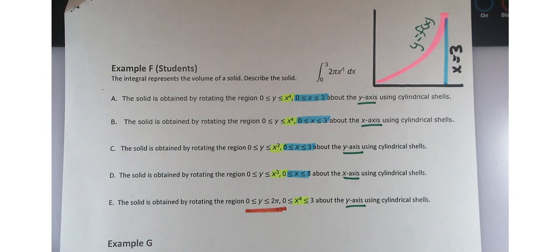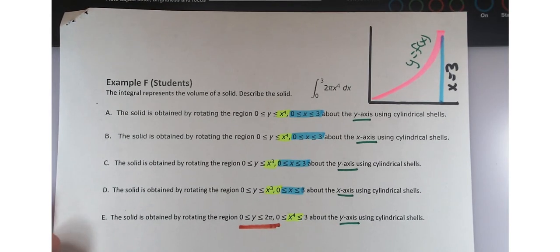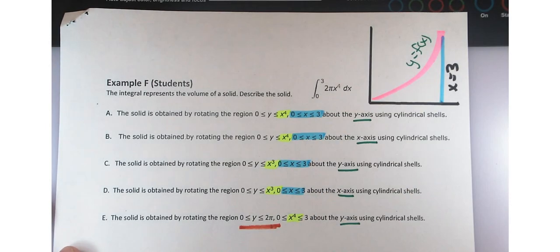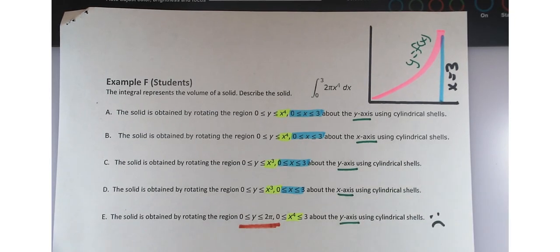So you're asked to decide what function was rotated around this region to find the given integrand. What solid of revolution is being described here? Now you've got a couple of choices. If you look all the way down, most of these look pretty similar, except E looks kind of strange there. So maybe we'll leave that one to the end.